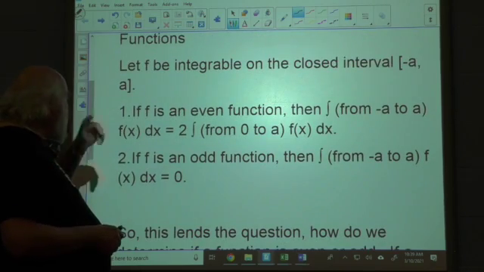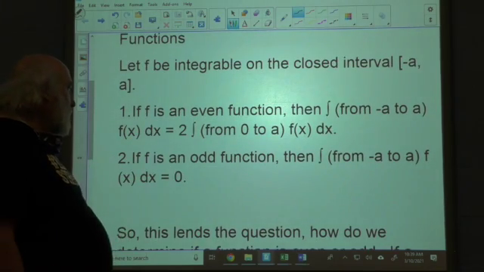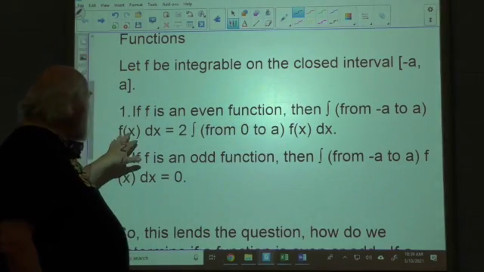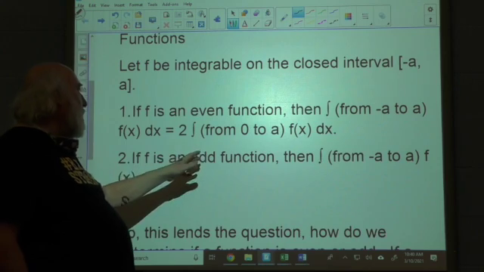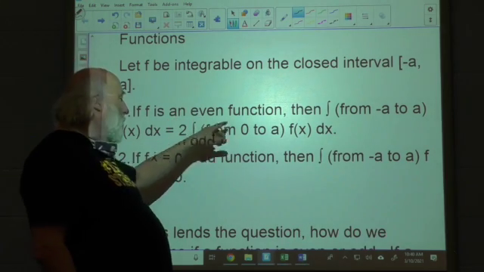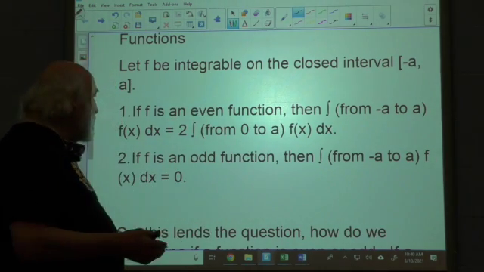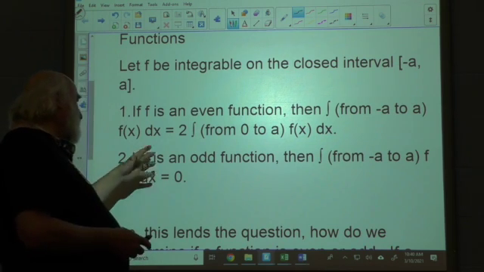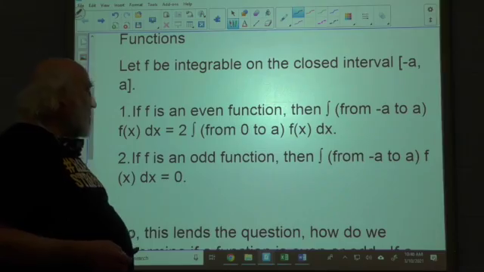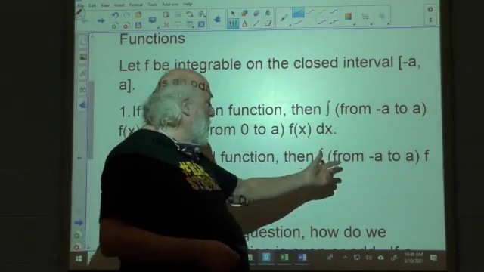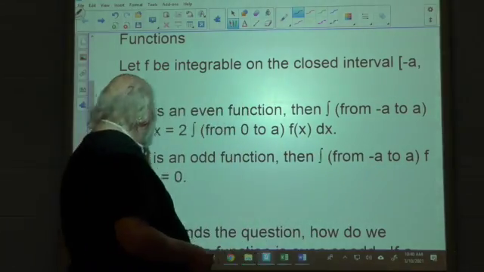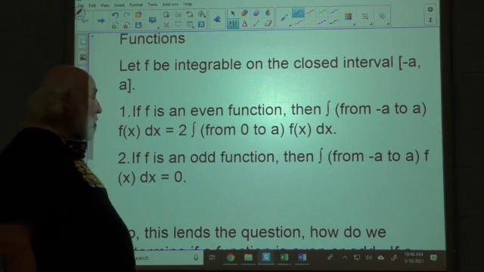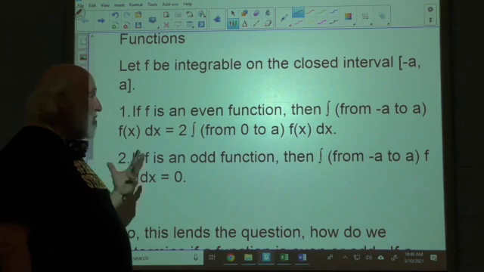Then it says if f is an even function, then the integration from negative a to a of f of x dx is 2 times the integration from 0 to a, what I was just saying, of f of x dx. The second thing is if f is an odd function, then the integration from negative a to positive a of f of x dx is 0. That's really easy. But you have to prove what is even and what is odd.